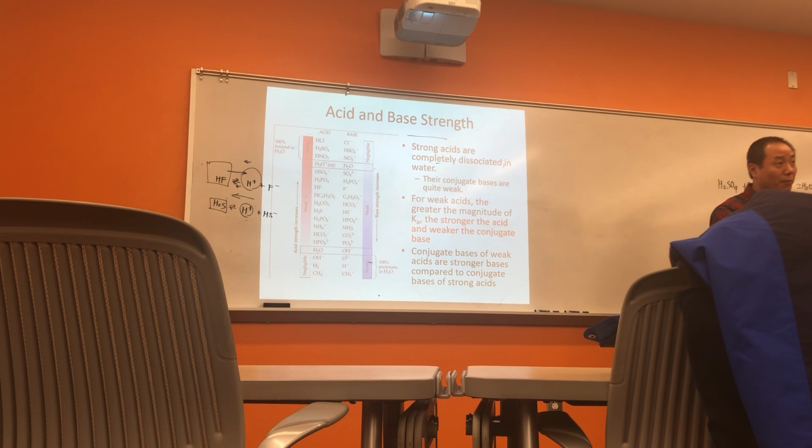But the reason it's only one arrow for a super strong acid is that it's 100% dissociated. When you use a single arrow, that means we are 100% dissociating and it never comes back. If we 100% dissociate, we just assume there's no coming back.